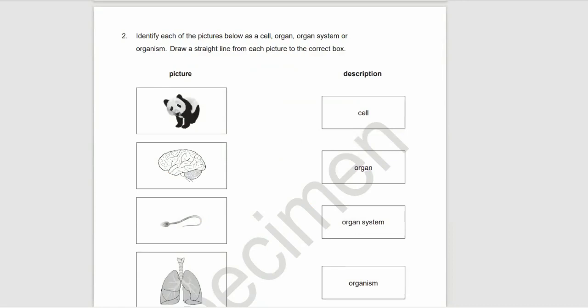We are to identify each of the pictures below as a cell, organ, organ system, or organism. Draw a straight line from each box to the correct box. So, yeah, there we go. The panda, and that's called an organism. An organism is a living thing. The cell, well, we've got a sperm cell there. The brain is an organ.